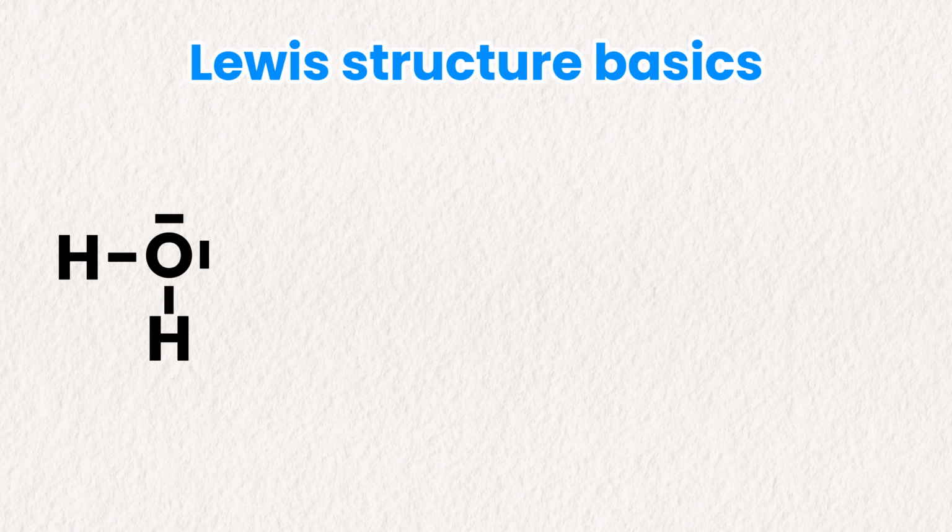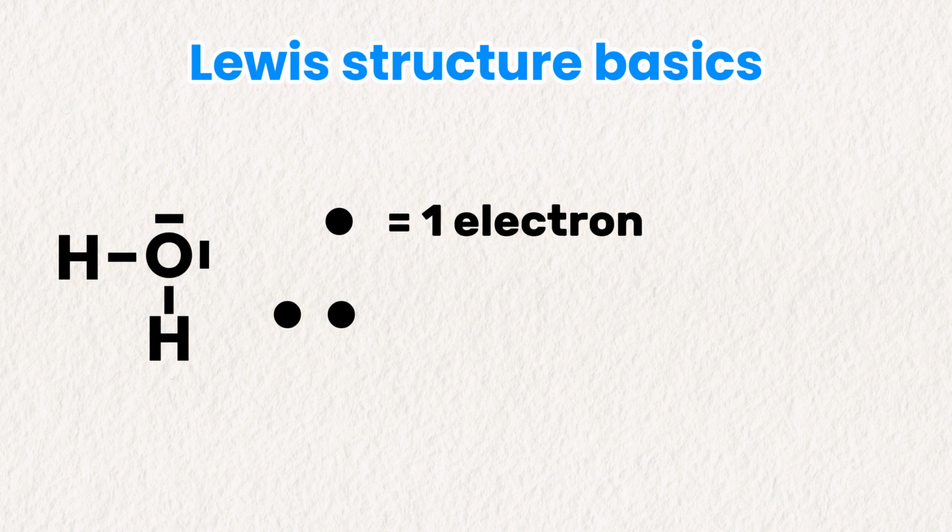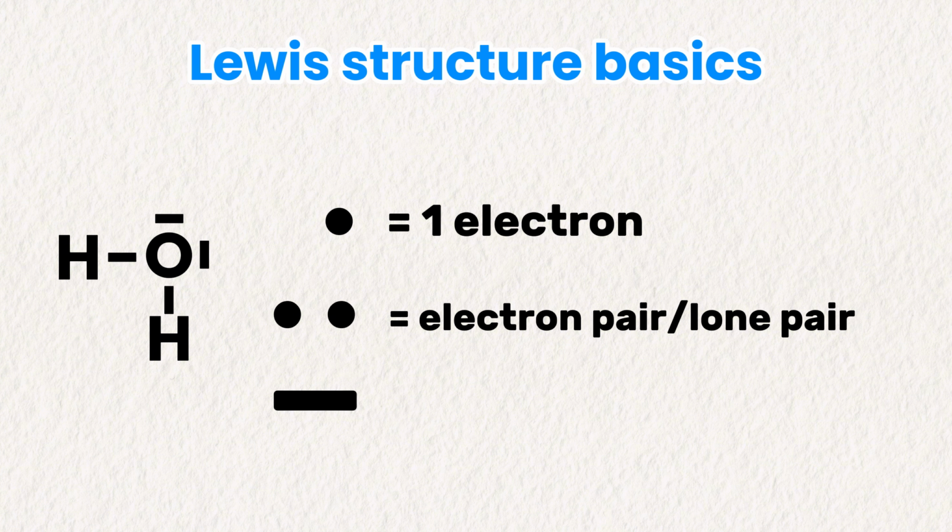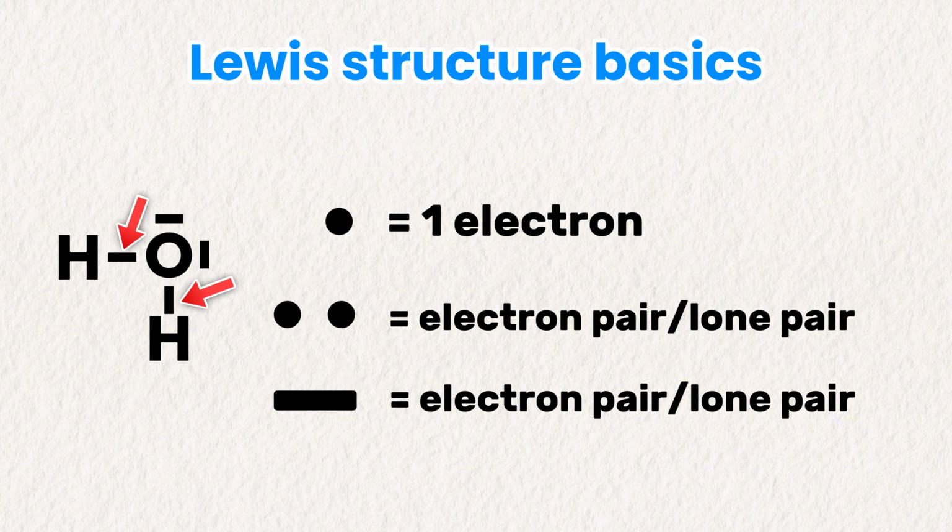In a Lewis structure, a dot stands for one valence electron. When 2 dots are next to each other, we call that an electron pair or lone pair. A line is equivalent to 2 dots and represents either a lone pair or a bonding pair of electrons. That's a covalent bond. So, when a line connects 2 atoms, it represents a bond. But when a line or pair of dots is not connected to another atom, it's called a lone pair or electron doublet.